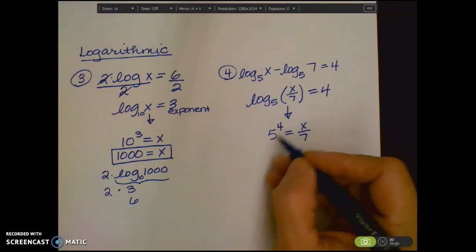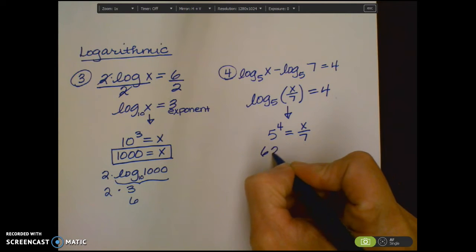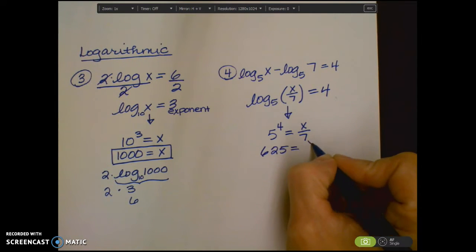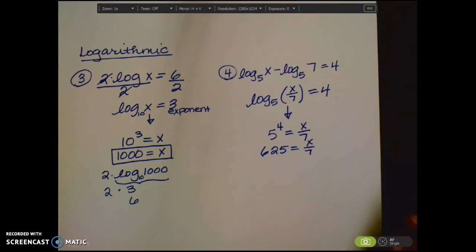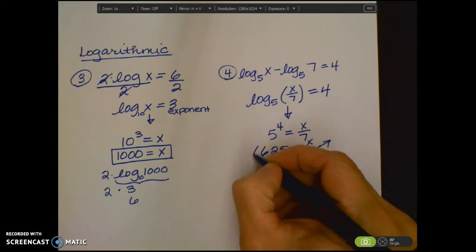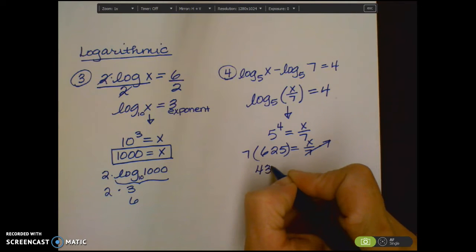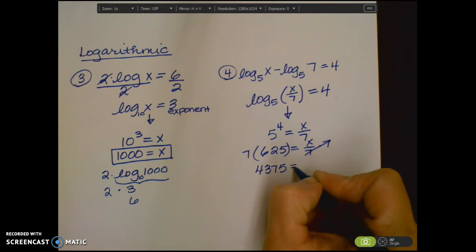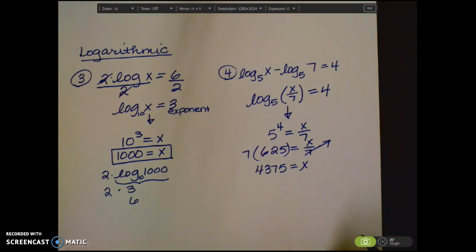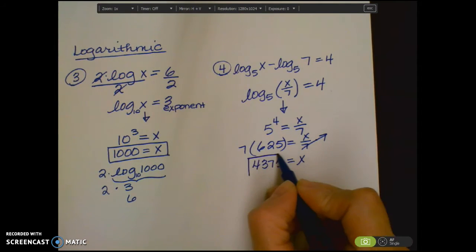Alright, so 5 to the 4th would be 5 times 5 is 25, times 25 is 625, equals x over 7. Multiply both sides by 7 to get x by itself. And we end up with 4,375 for x. And that would be our solution then to number 4.